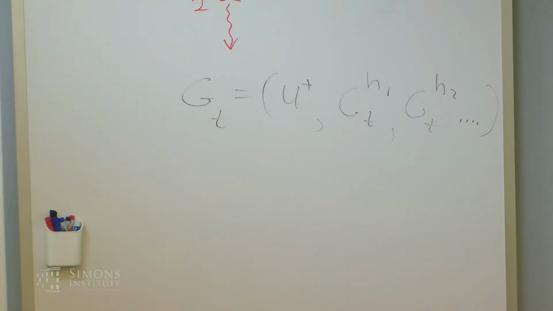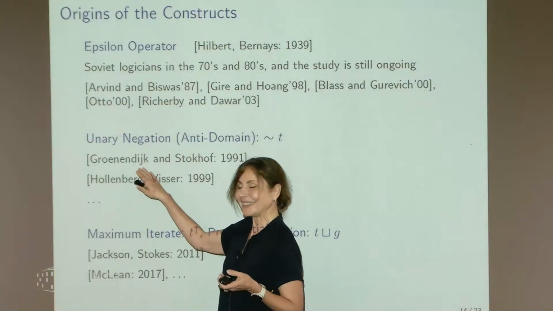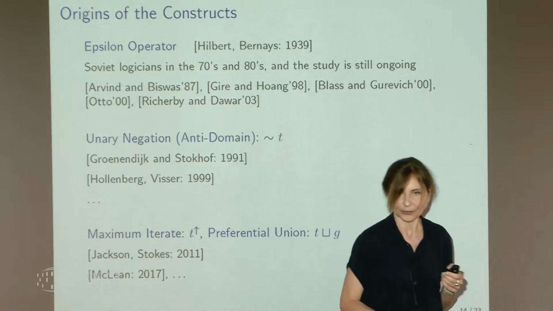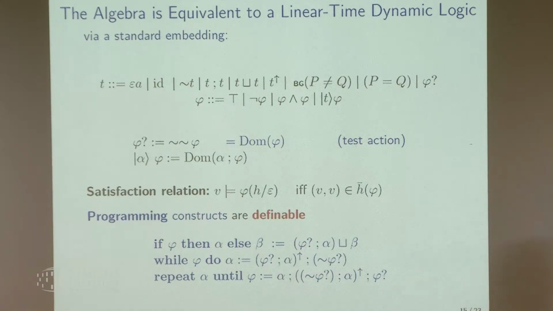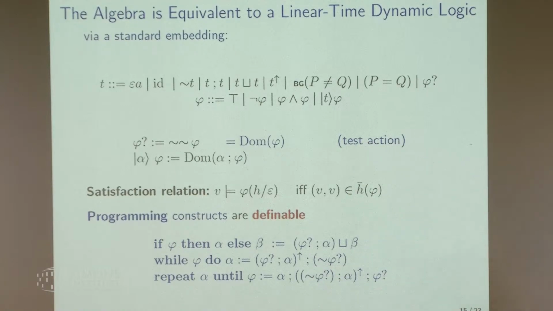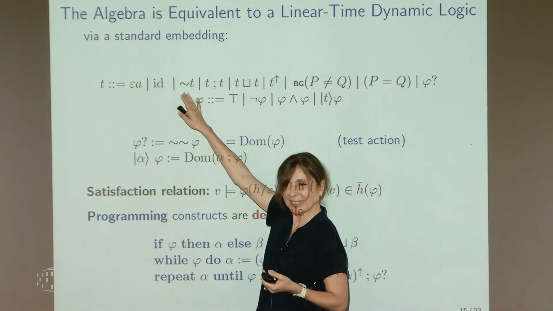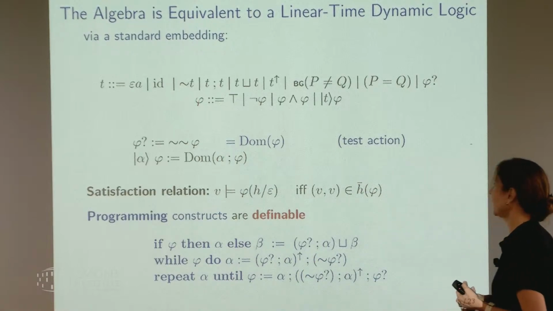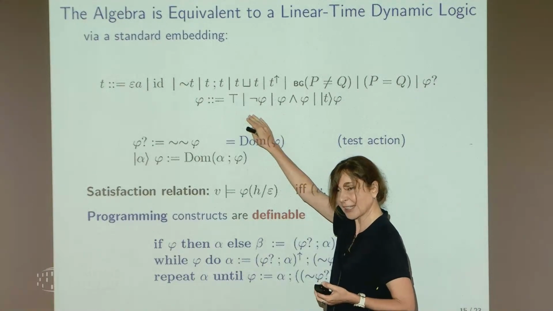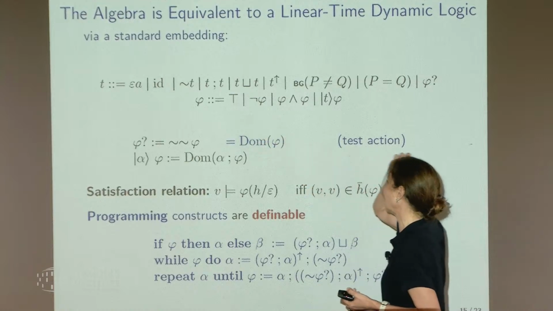Briefly about the origins of the constructs, the epsilon operator is due to Hilbert. Unary negation first appeared in the work of Grothendieck, as far as I know. Maximum iterate and preferential union are from Jackson and Stokes. The algebra is equivalent to a linear time dynamic logic. It's much more convenient to work with the logic. And such a logic is produced via a standard embedding. You can think about the first line as process terms and the second line as state formulas. And state formulas are unary in the same sense as P of x is a unary notation for P of x, x.